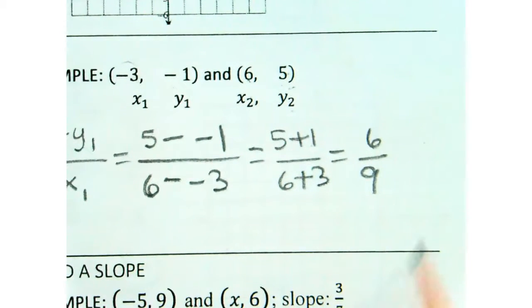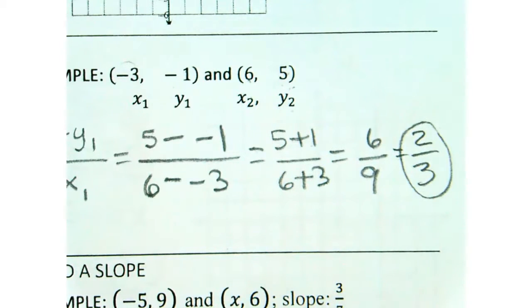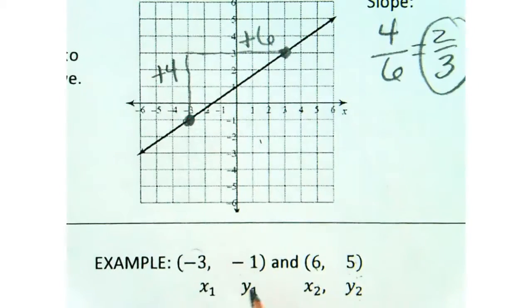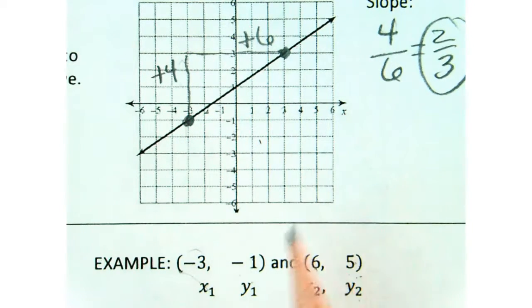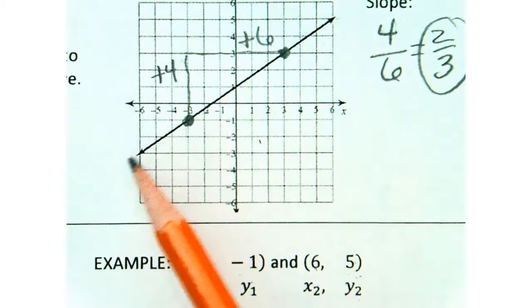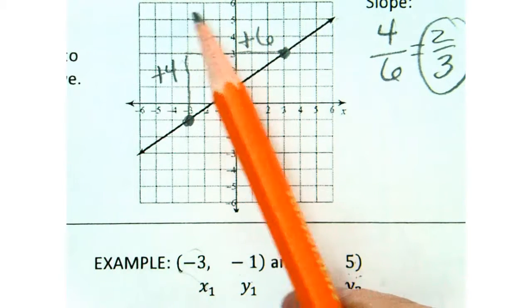This slope can be simplified to 2 over 3, the same slope we got before, and in fact these 2 points are on the same line whose slope we found earlier. -3, -1 is here. 6, 5 is further up on the line here. So we can get the slope either from the graph or from the slope formula.